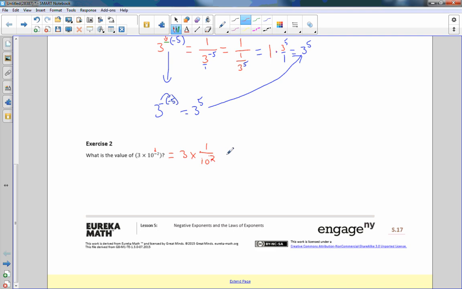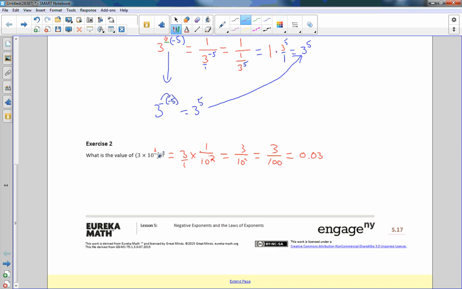So when I multiply across, I can think of 3 as 3 over 1. 3 times 1 is 3. 1 times 10 squared is 10 squared. And 10 squared is 100. 10 times 10 is 100. And I can write this as a decimal. Just by saying it, you're saying the decimal. 3/100ths. So that's 0.03. 10th, 100th. So the answer is 0.03.